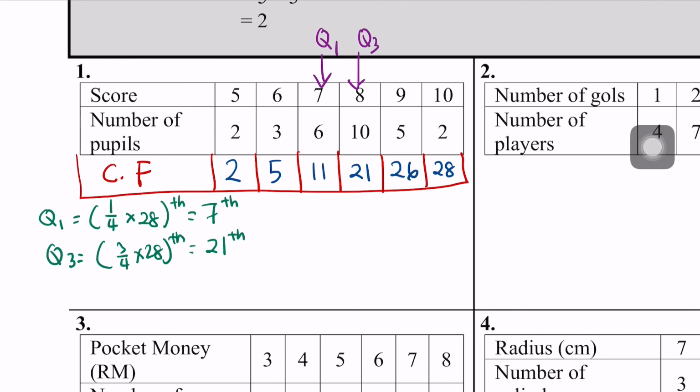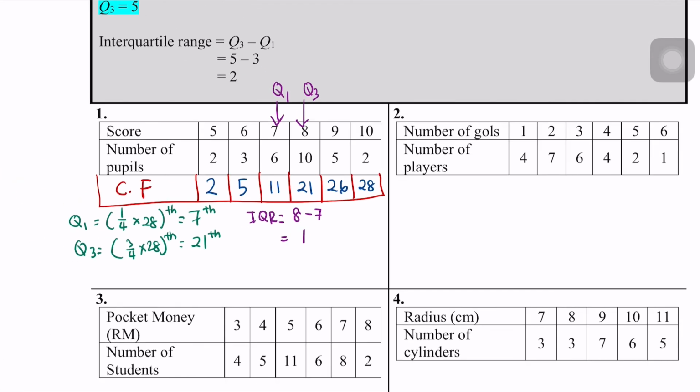Saya ulang balik. Q1 tadi first quartile adalah pelajar yang ke-7. Mana pelajar yang ke-7? Ini ada 2 pelajar je. Ini ada 5. Ini pelajar yang muat 7 orang. So kita ambil ini first quartile. Ini pula 21. Pelajar ke-21. Di mana? Di sini 21. So Q3 is 8. So kita boleh kira interquartile range, IQR is equals to 8 minus 7, dapat 1. Boleh?